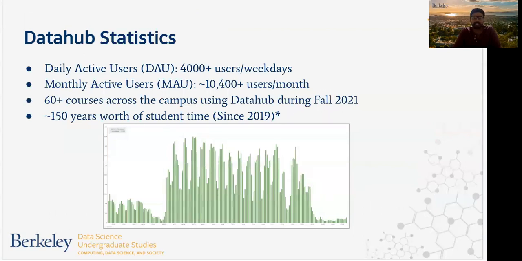So I quickly wanted to walk you through some stats. We have around 4,000 plus users on a weekly basis, and almost 10,400 plus users on a monthly basis during peak time. We had almost 60 plus courses across the campus using Datahub during fall 2021. And just to give a mental model of the kind of usage, we have almost 150 years worth of student time spent in Datahub from the year 2019.